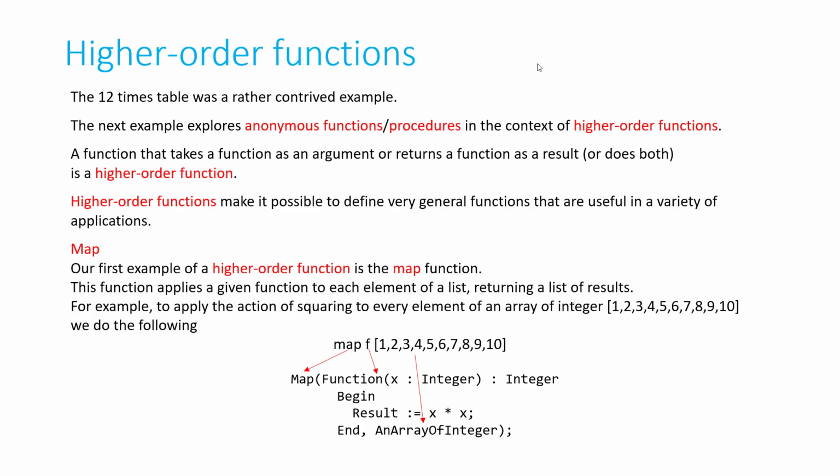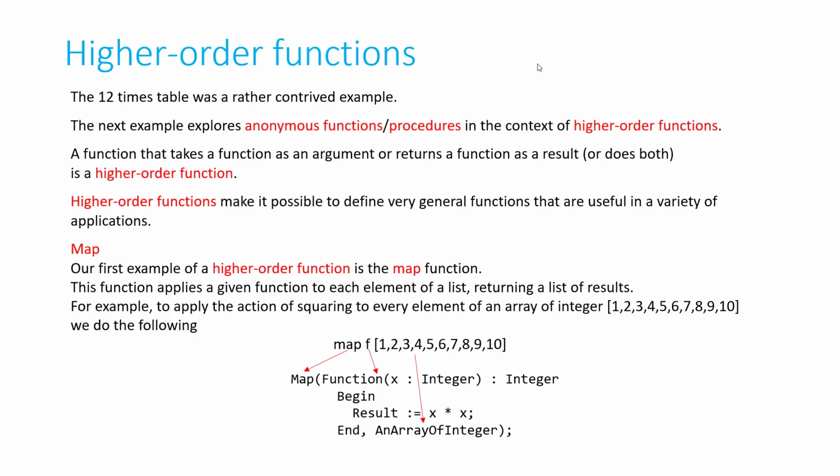The 12 times table in the previous lesson was a rather contrived example. The next example that we will cover in this lesson explores anonymous functions and procedures in the context of higher order functions. A function that takes a function as an argument or returns a function as a result, or does both, is a higher order function. Higher order functions make it possible to define very general functions that are useful in a variety of applications.